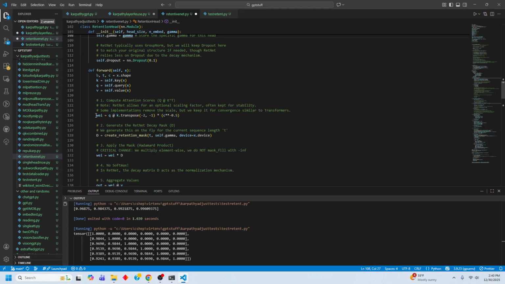You will, as normal, do your wei equals q times k transpose. You'll create that D matrix, which will be the retention matrix. And rather than doing a softmax here, you multiply the wei with that D matrix, which gets rid of the softmax.